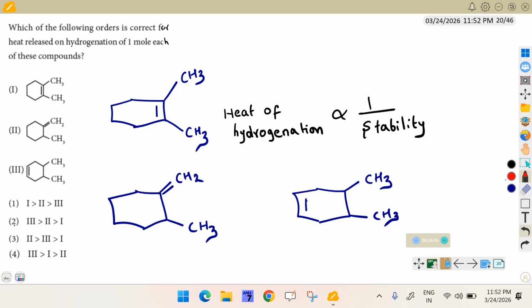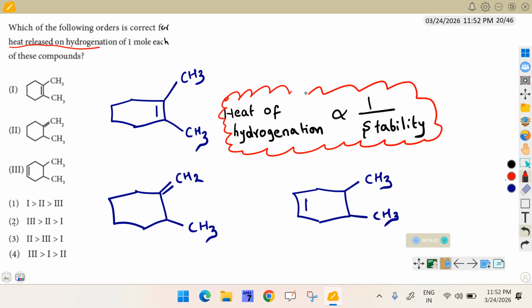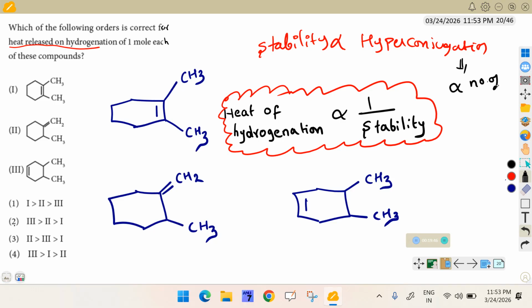Which of the following orders is correct for heat released on hydrogenation of 1 mole each of these compounds? The compound is an alkene. What is the relation? Heat of hydrogenation is inversely proportional to the stability of the alkene. We know that the stability of an alkene is directly proportional to the hyperconjugation effect, and hyperconjugation is directly proportional to the number of alpha hydrogens.